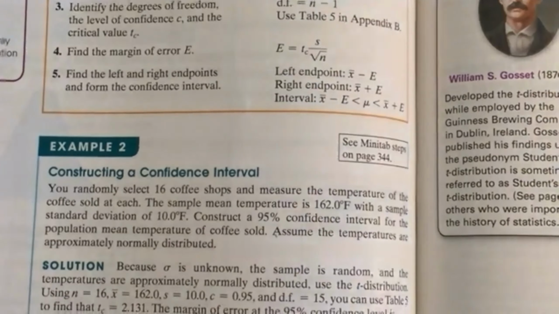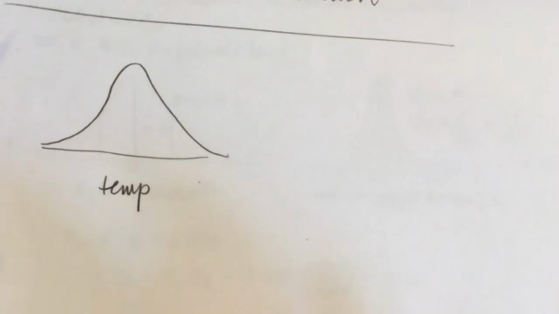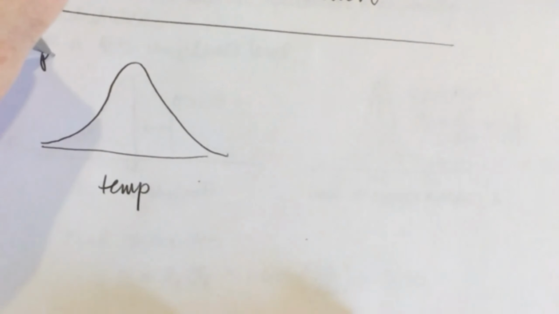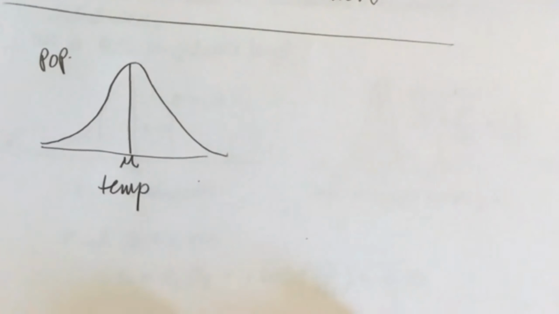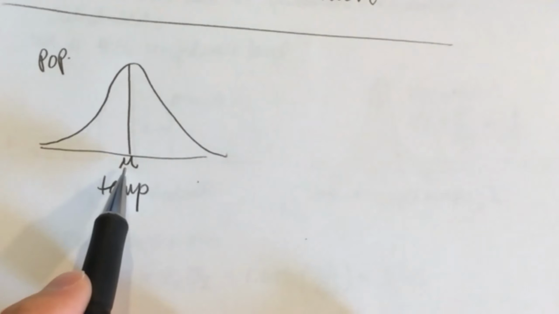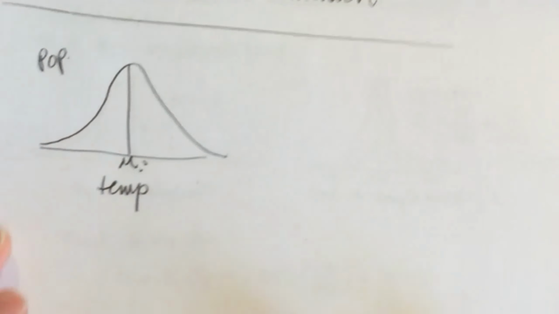Okay, so let's do it. Here we go. Here's what we are going to do. We've got the distribution of coffee temp. These are the temperatures for the whole population. We know that they're normally distributed, but we don't know what the average is. So we're trying to estimate this. Okay, so what do we do? We go and get a sample.